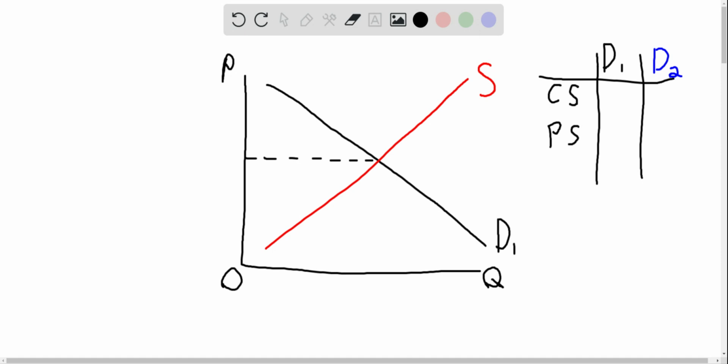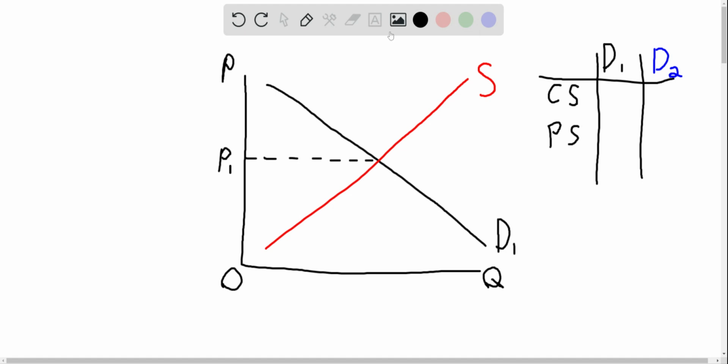And the price that consumers pay and producers supply at is defined as the equilibrium between these two curves, which is represented, in this case, by the dotted line that I drew, and we will call this price P1.